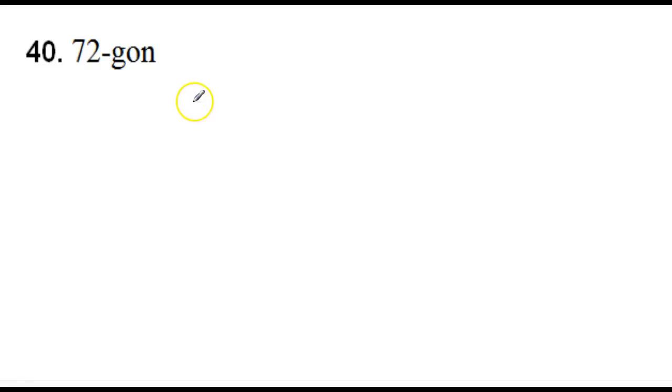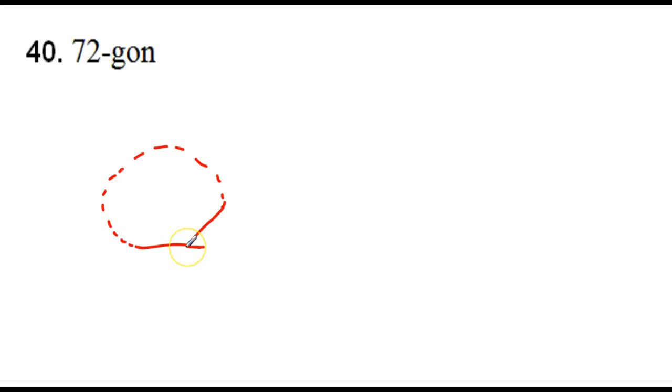Let's do another one. Let's do a 72-gon. Now that's one I can't draw because I don't have that on here. But what I normally do when I'm trying to sketch it out is this. Here's one interior angle of a 72-gon, and then there's the rest of it. I just draw a dashed line like that to say, hey, there's like 72 total sides here.